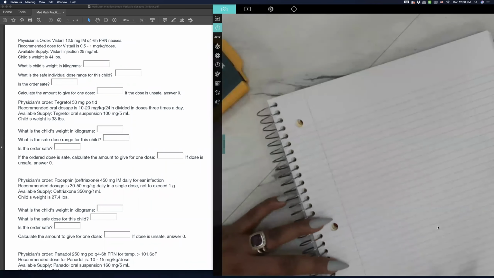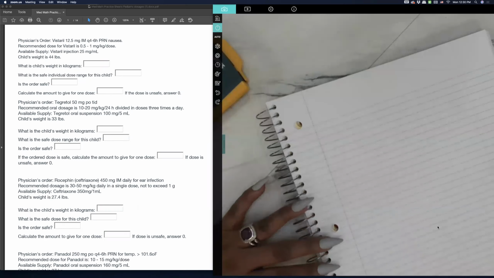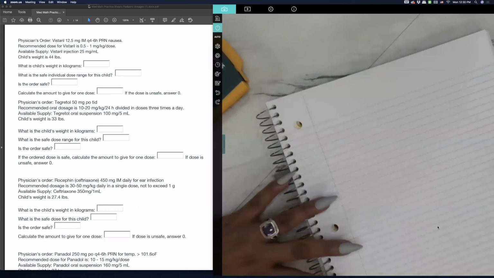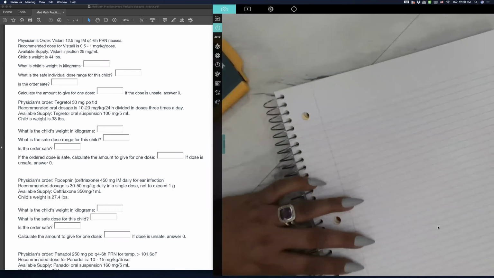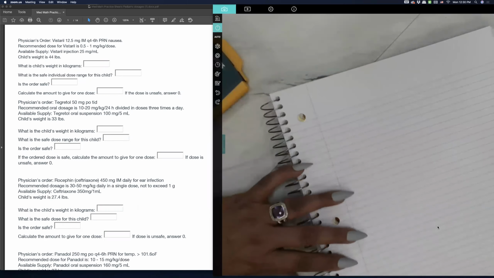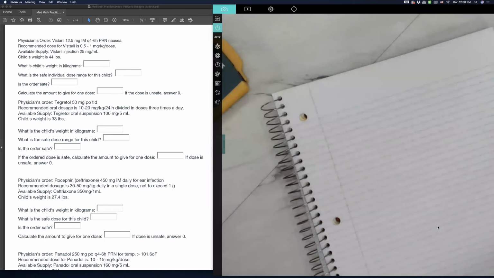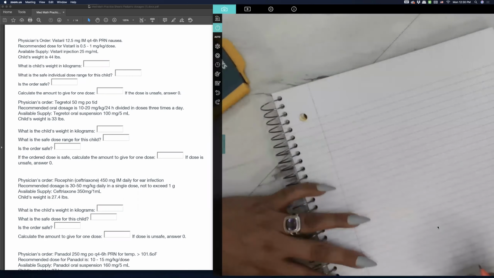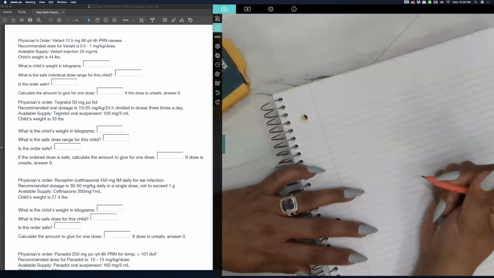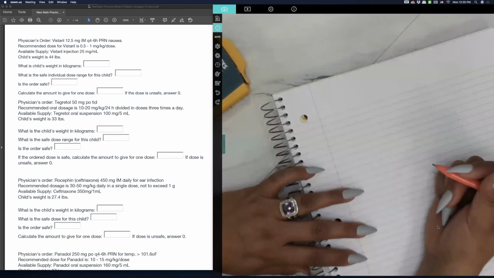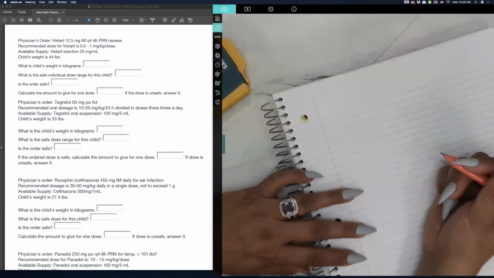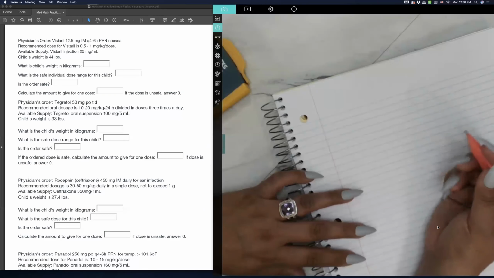Okay, everyone, we're going to start working on the Chapter 18 Pediatric Dosages worksheet. It's available in the Canvas shell, and it was uploaded on your main med math course. Okay, so the first problem says the physician's order is Vistaril 12.5 milligrams IM, Q4 to 6 hours, PRN nausea. And the child's weight is 44 pounds.